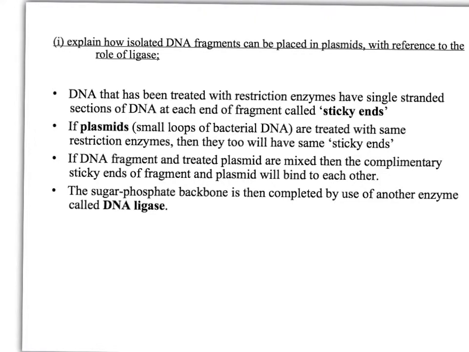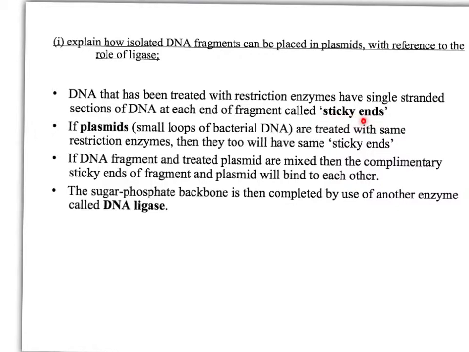This slide says, explain how isolated DNA fragments can be placed in plasmids with reference to the role of ligase. Okay, so in the last slide we talked about restriction endonuclease enzymes, or restriction enzymes, which cause staggered cuts at specific base sequences on the DNA, and these staggered cuts result in bits of single-stranded DNA that stick out from the ends of where the restriction enzyme has cut. We call these sticky ends.